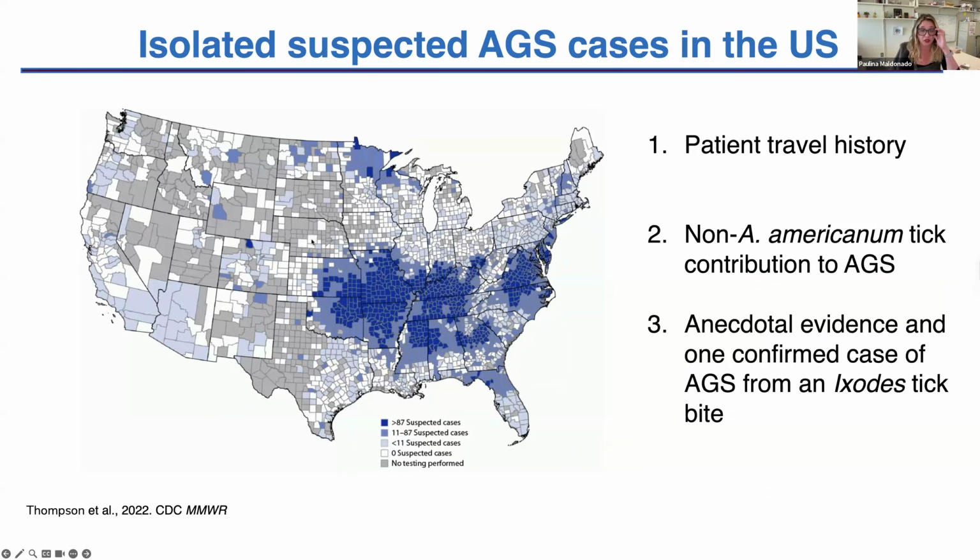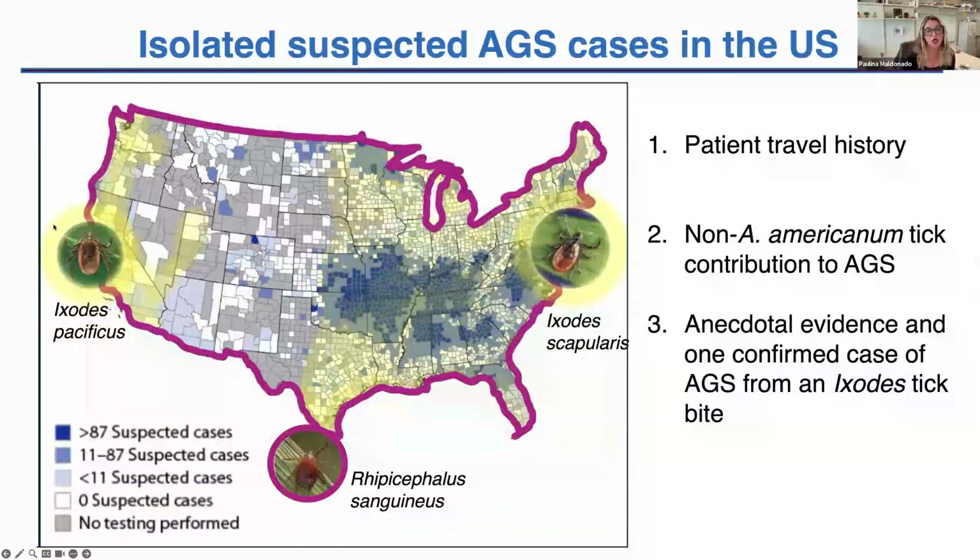And just to show you an idea of what ticks we might be interested in, we know that in the East Coast, we have Ixodes scapularis, which is primarily the vector of Lyme disease, as well as Ixodes pacificus in the West Coast.